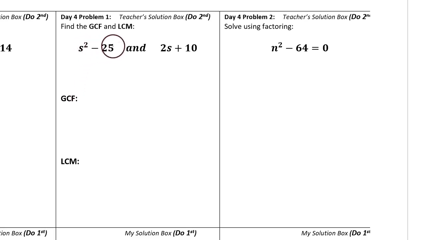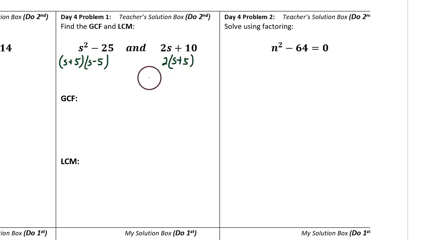Factor s squared minus 25. This is a difference of squares. It factors as s plus 5 times s minus 5. Now factor 2s plus 10. Both terms will divide by 2. So we have 2 times s plus 5.